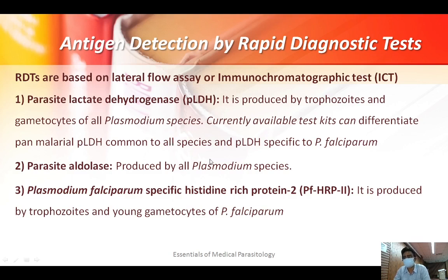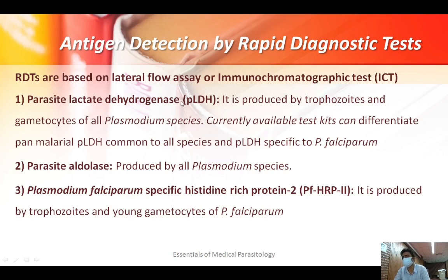Aldolase also, if it has come out to be positive, then it can be any of the plasmodium species. But there is something called plasmodium falciparum specific histidine-rich protein 2. So this is the protein which is specific to plasmodium falciparum. So we can identify plasmodium falciparum by testing for this antigen. These are all immunochromatography tests which can be done. These are those ICT tests, immunochromatographic tests.